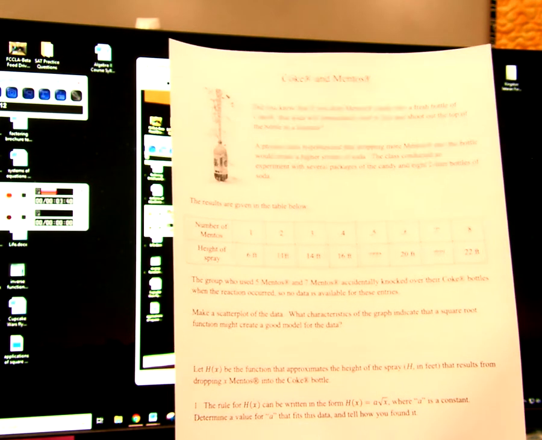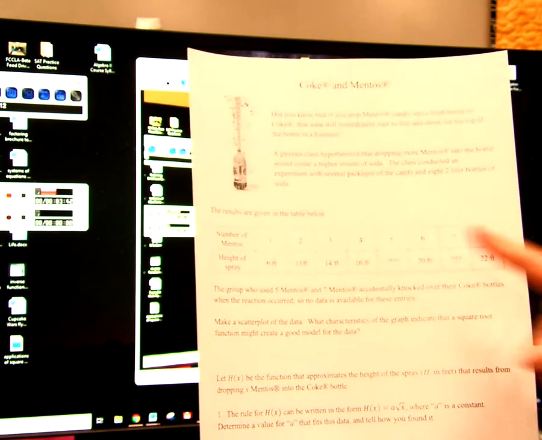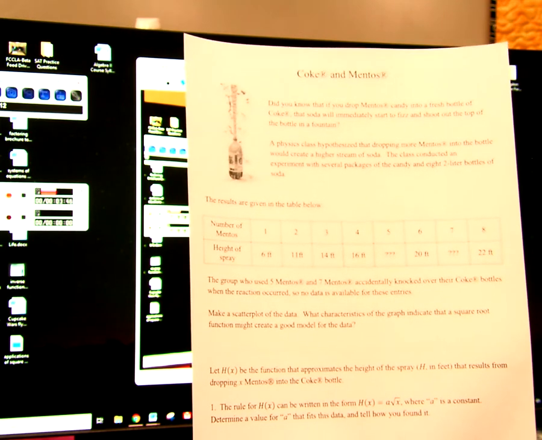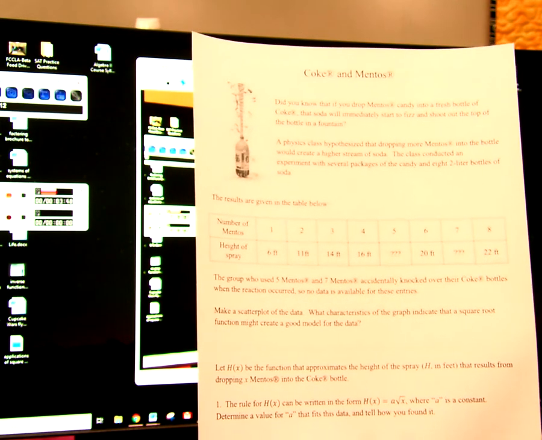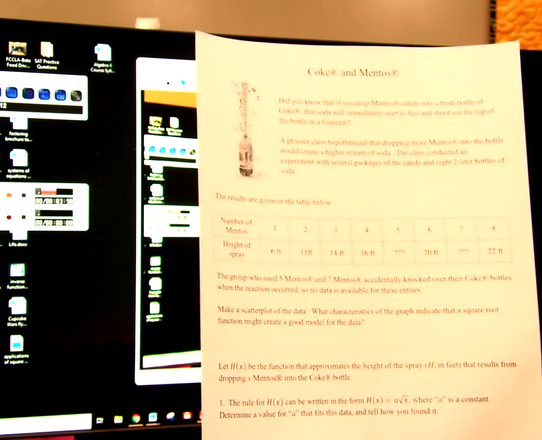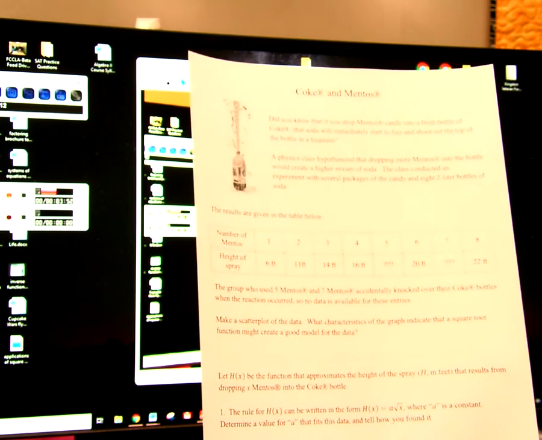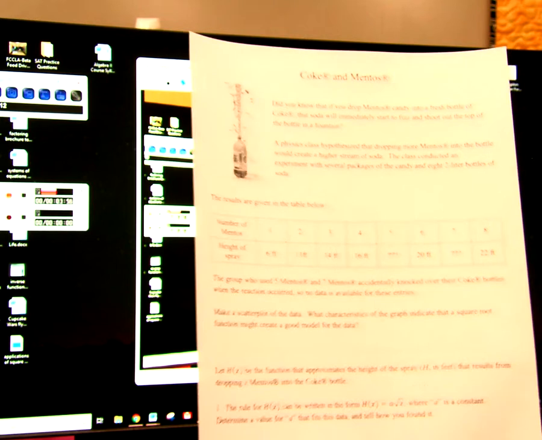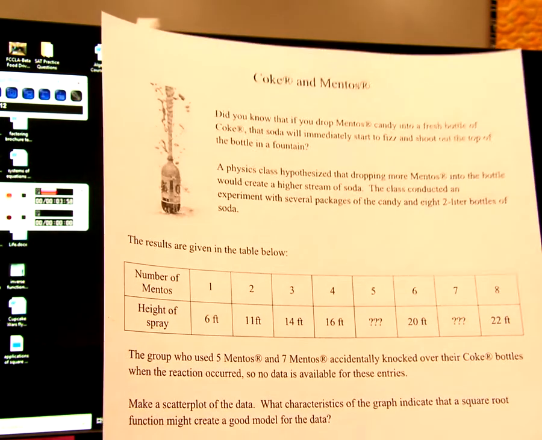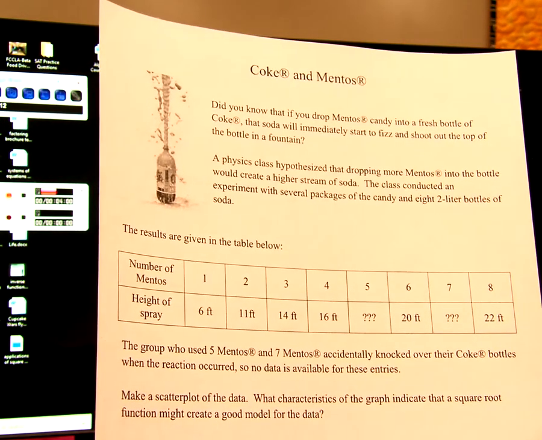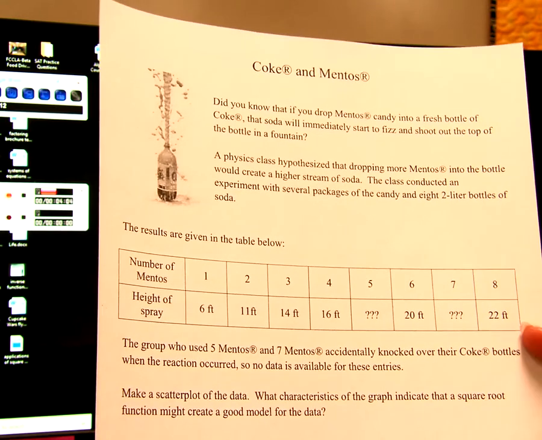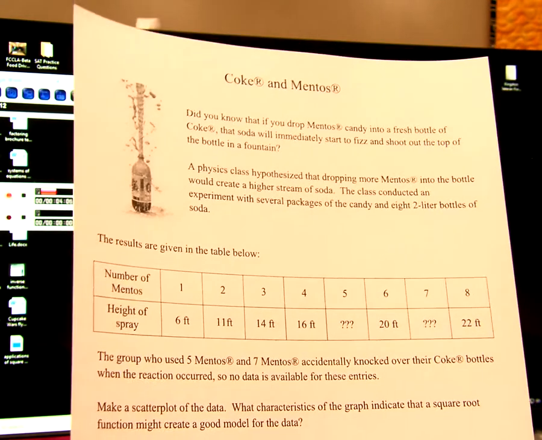Okay. So, but even if we go by the experiment that is described in this worksheet, it's still pretty expensive, right? So it says a physics class hypothesized that dropping more Mentos into the bottle would create a higher soda stream. Okay, the class conducted an experiment with several packages of the candy and 2-liter bottles of soda. So what do you notice about the results?